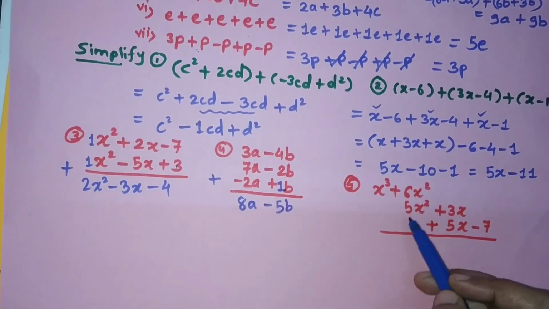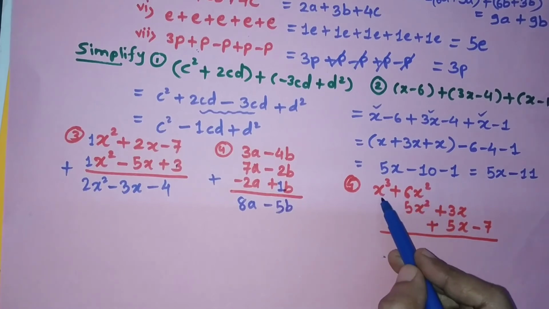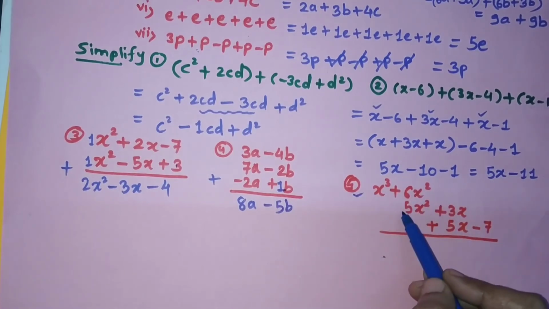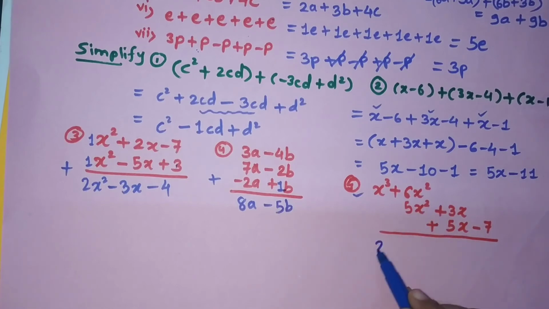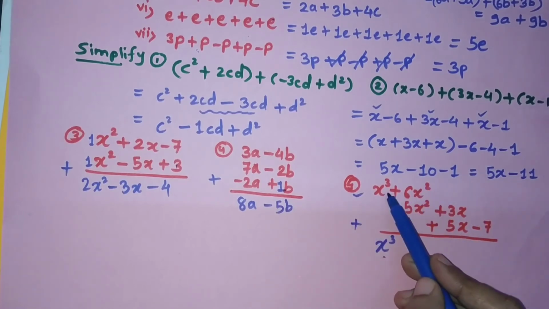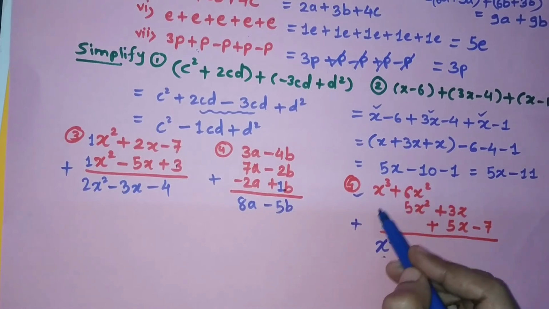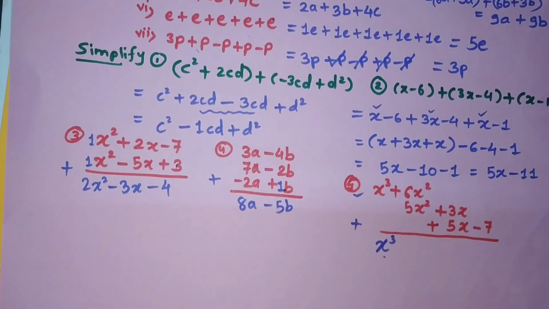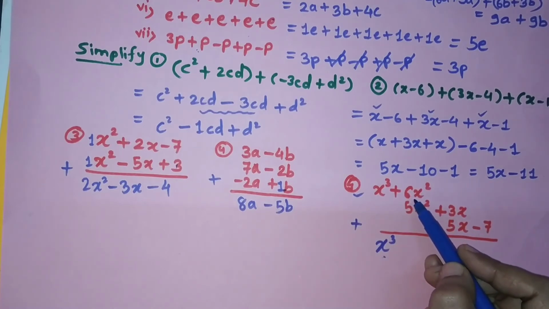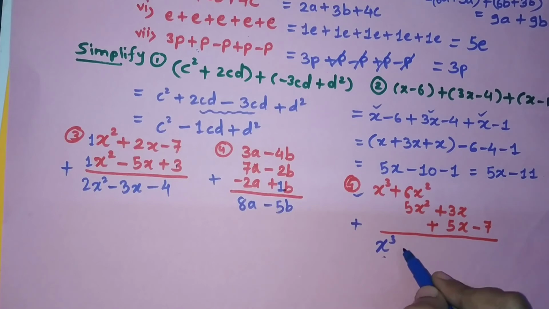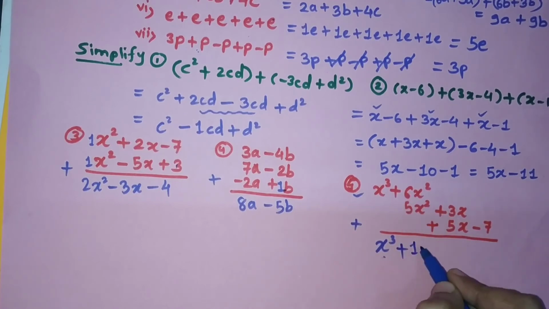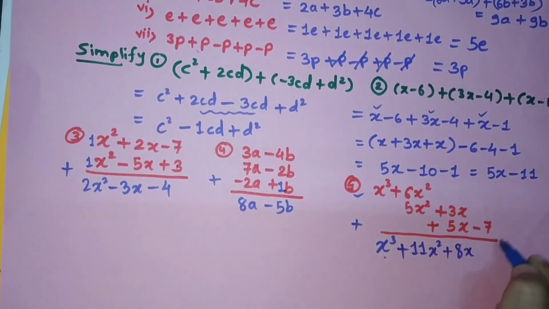Next you can see here also they are arranged. X cube is there only in the first expression, and it is not available in the others, like term means it is 0. So you will copy x cube as it is. Next we need to add this 6x square with this 5x square. So 6 plus 5 will get 11x square. Next plus 3x and plus 5x. So you will get 8x here, and minus 7 as it is we will write down.